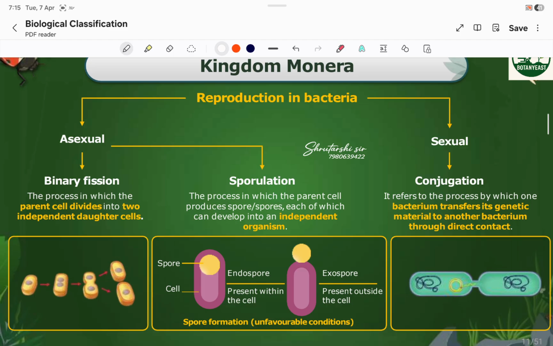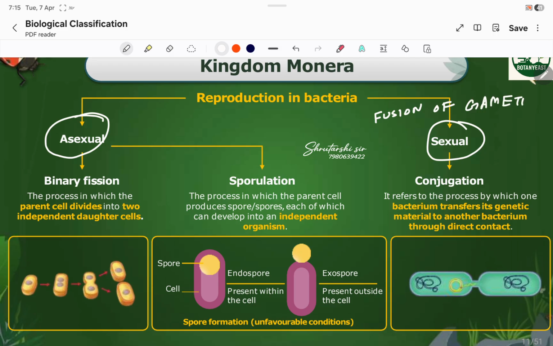So now, what type of reproduction does a bacteria undergo? It can undergo both asexual and sexual reproduction. In sexual reproduction, we know fusion of gametes occurs. In asexual reproduction, no fusion of gametes takes place.